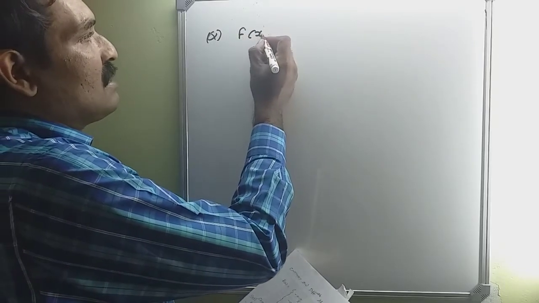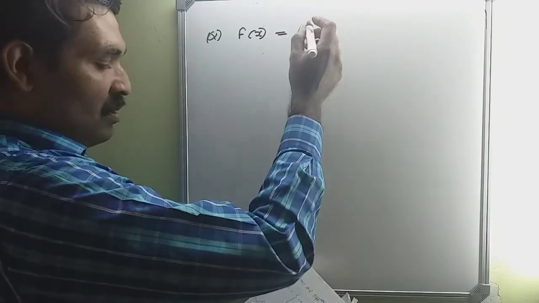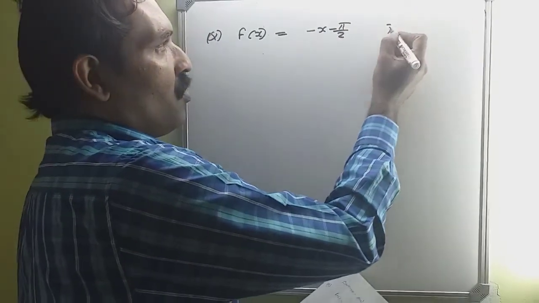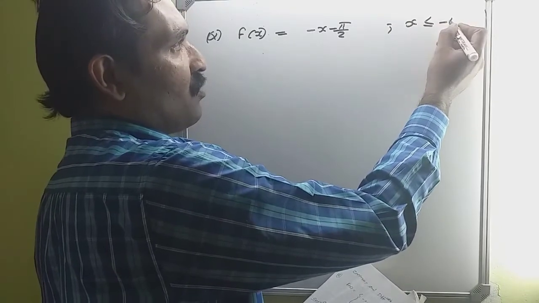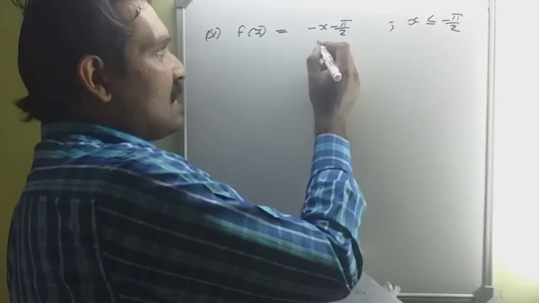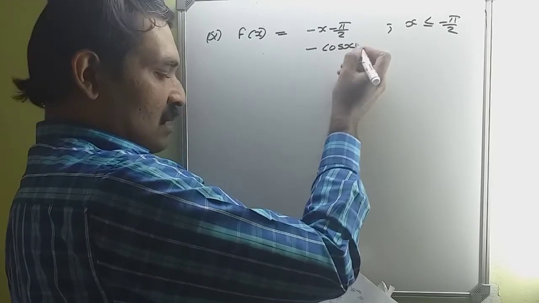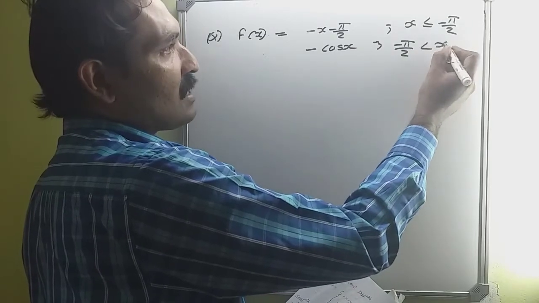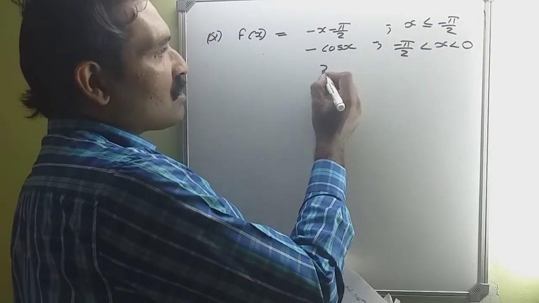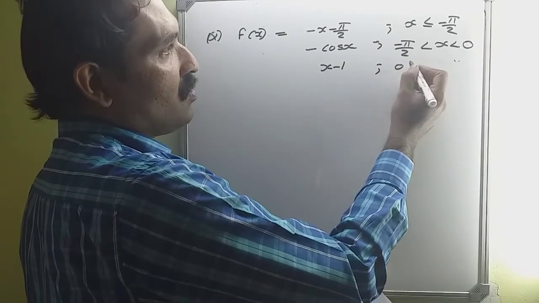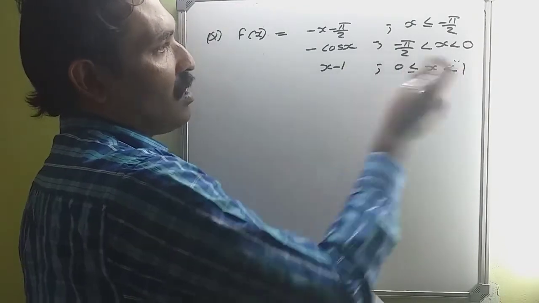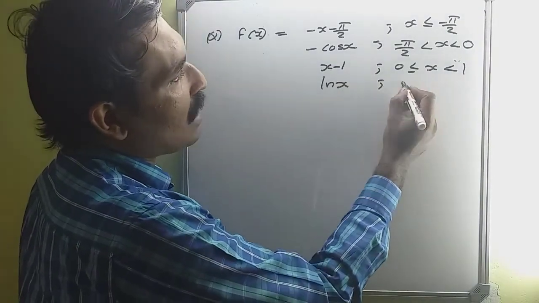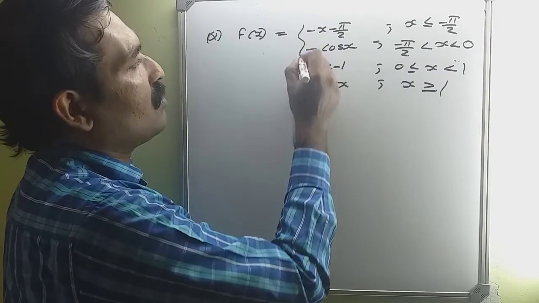f(x) is equal to minus x minus pi by 2 for x less than or equal to minus pi by 2, is equal to minus cos x for minus pi by 2 less than x less than 0, is equal to x minus 1 for 0 less than or equal to x less than 1, and ln x for x greater than or equal to 1.